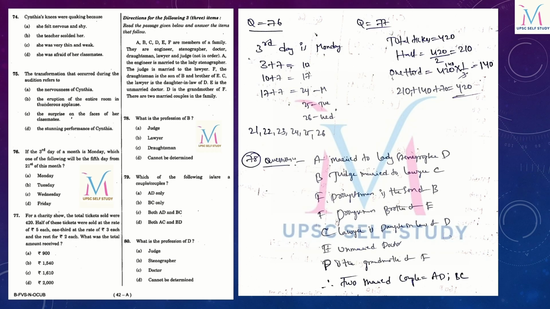And coming to the 80th question. What is the profession of D? This is a little confusing. D is a stenographer here. So for question number 80, the profession of D is a stenographer. With this we have completed the questions.